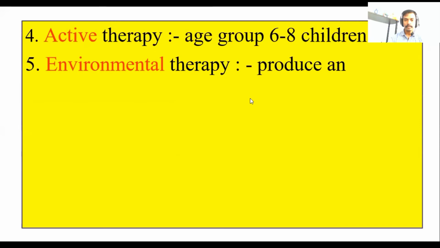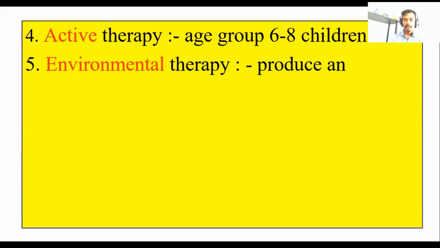Then active therapy. This therapy is very important for the age group 6 to 8 years. If criminal behavior appears in these two years, active therapy needs to be implemented.